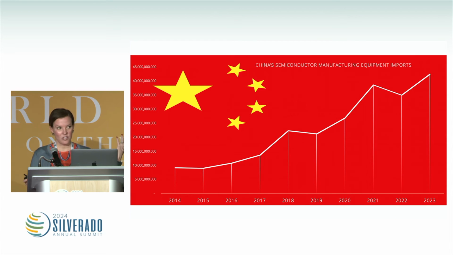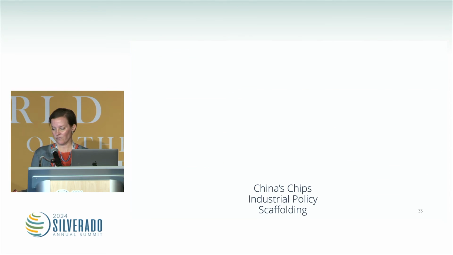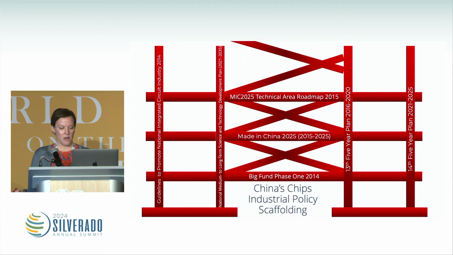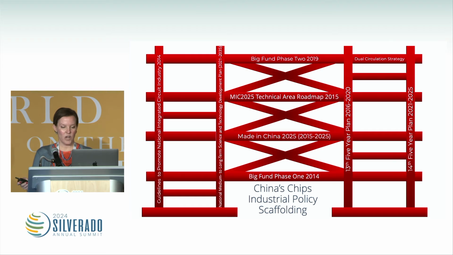And if you harken back to our solar slide, you saw early in the solar development process, there were a lot of grants and subsidies for the importation of solar manufacturing equipment. This is a graph of China's semiconductor manufacturing equipment imports. It is a pattern, and you see this massive uptick in their importation of this equipment. CHIPS policy through the Big Fund phases 1 and 2, and the Made in China roadmap in particular, is starting to gain steam.